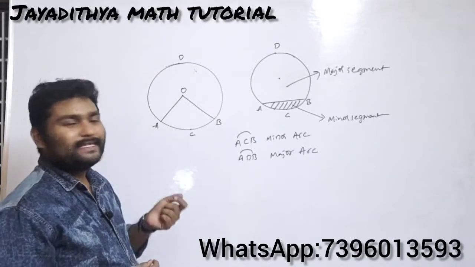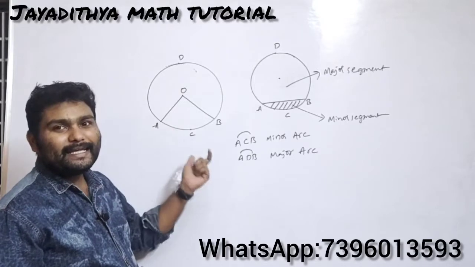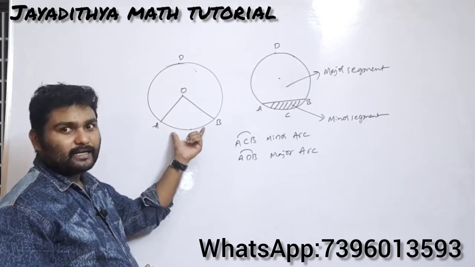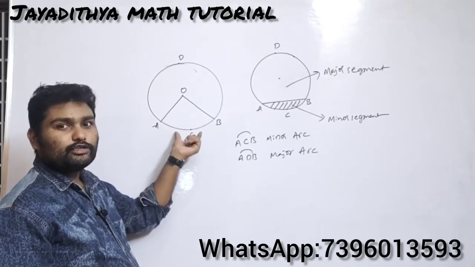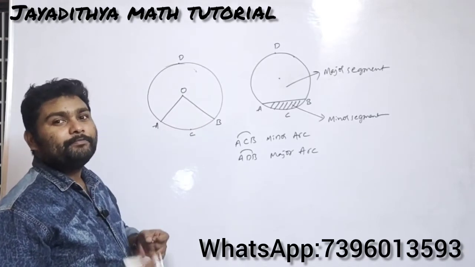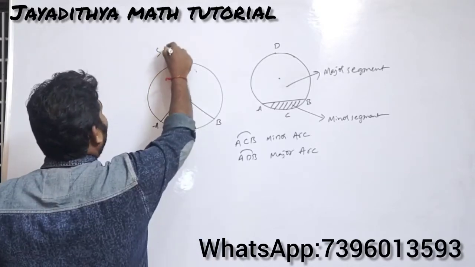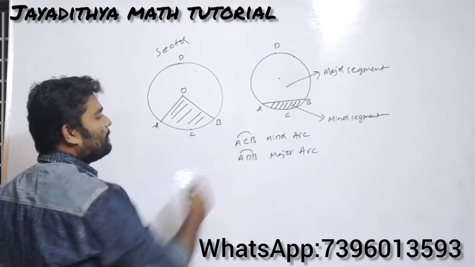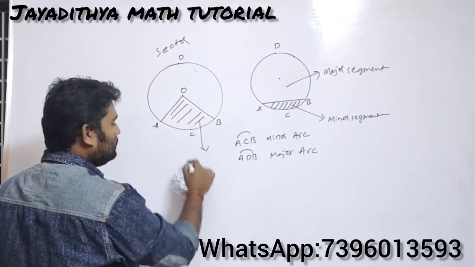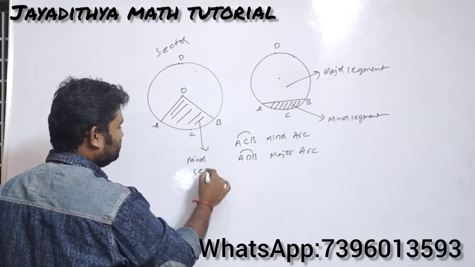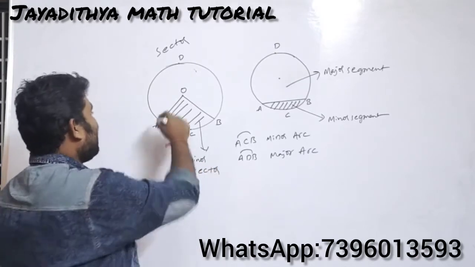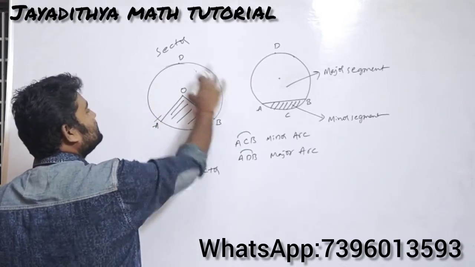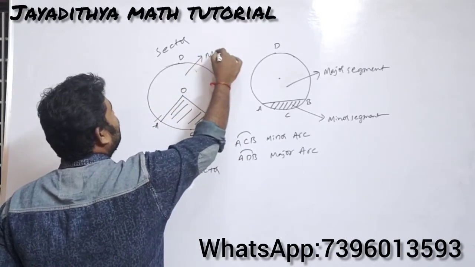Now what do we call these parts? Here see, 2 radii are dividing the circle into 2 parts. The area enclosed by the arc and 2 radii is known as a sector. So see here, already you know that ACB is the minor arc. So we call this the minor sector. And ADB is the major arc. So the area enclosed by ADB and these 2 radii, that means this unshaded part, is known as the major sector.